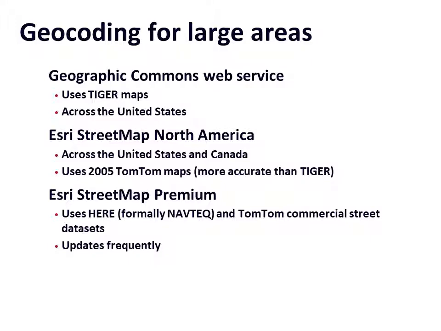For large areas, the GeoCommons Web Service uses TIGER maps across the U.S. Esri StreetMap North America is across the U.S. and Canada. It uses the 2005 TomTom maps. They're more accurate than TIGER. Esri StreetMap Premium uses these other data sets here.